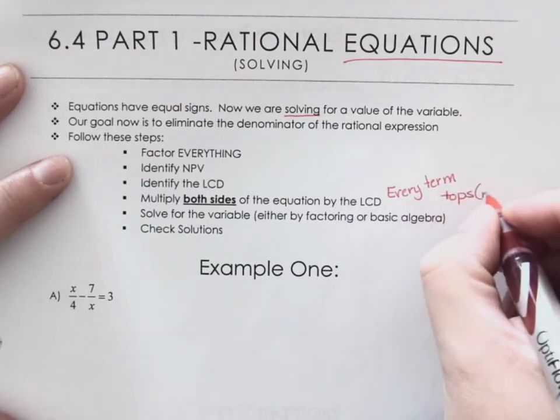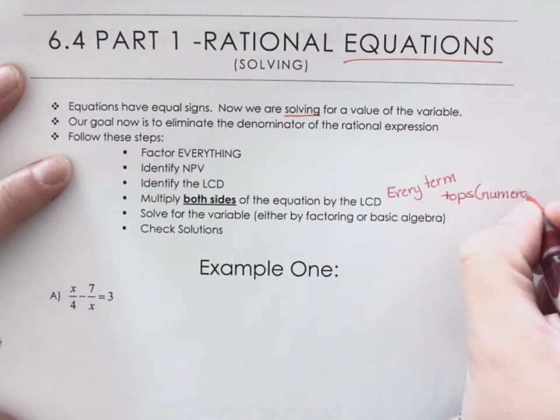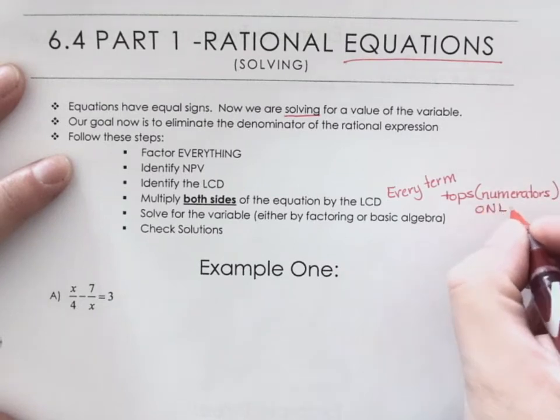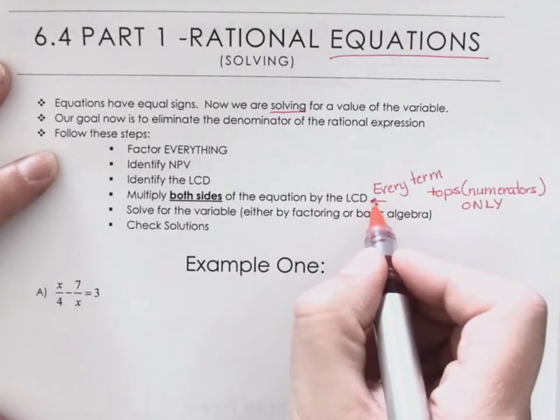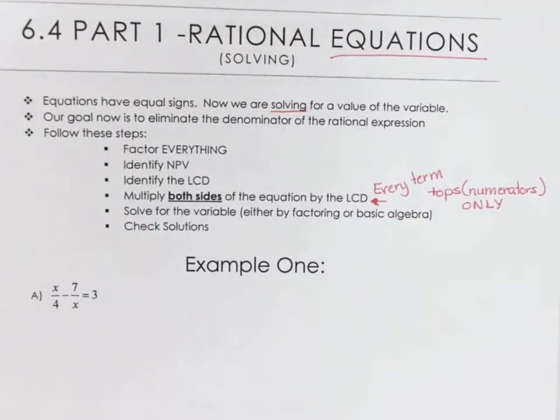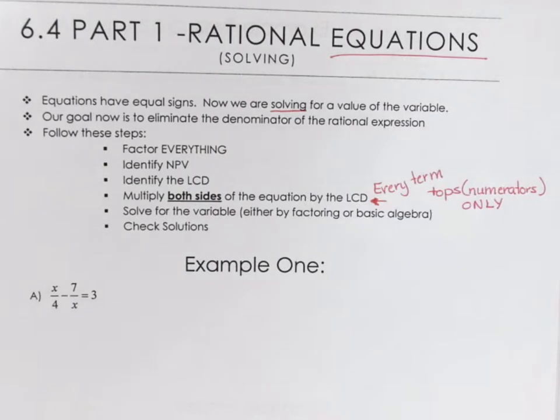Tops, so really mathematically what I mean is numerators only. Okay? So that goes with that right here. So every term in the equation, and then tops only, numerators only. So in expressions, we did top and bottom with the only thing that was missing out of the LCD. Now we want to get rid of the denominator. In expressions, we wanted to get a common denominator. Now we want to get rid of it.